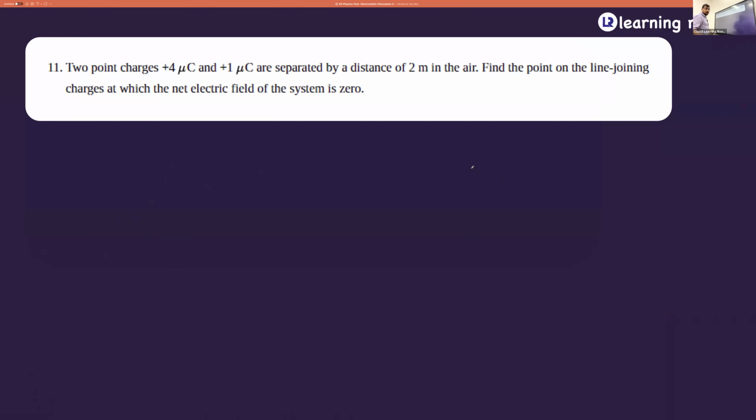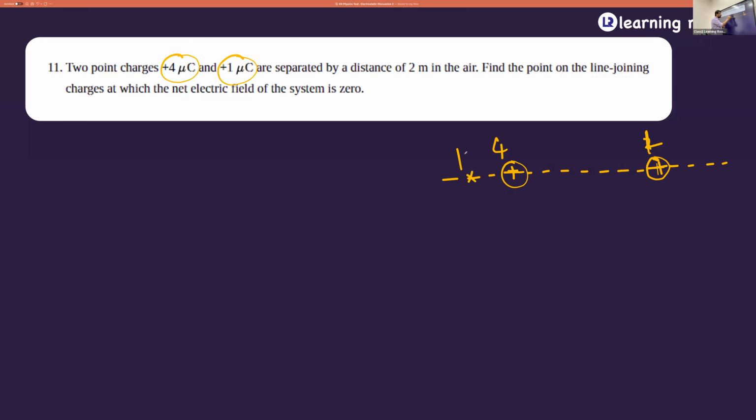Okay, listen. There are 2 point charges, 4 microcoulomb and 1 microcoulomb, which are separated by a distance of 2 meter in the air. So I have 4 here and 1 here, separated by a distance of 2 meter. Along the line joining them, I can think of 3 points.